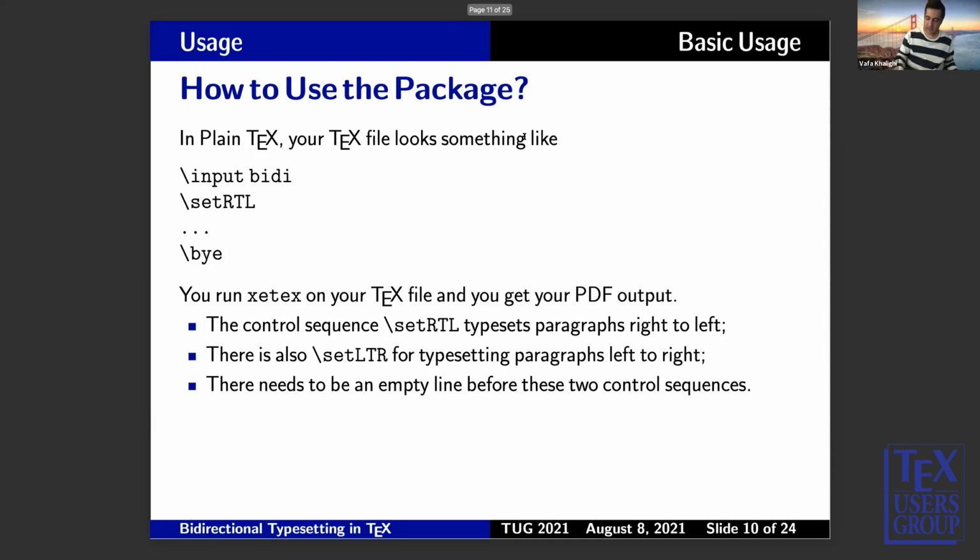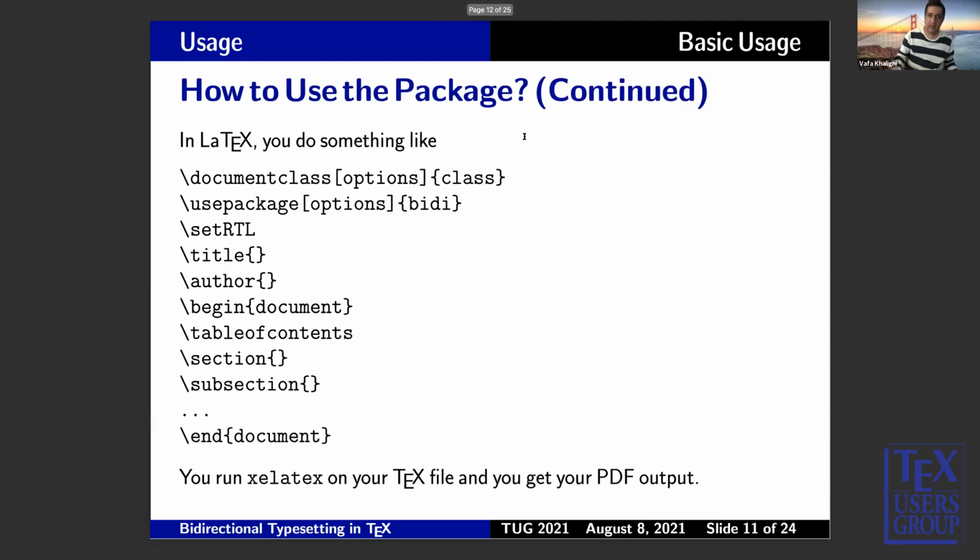In LaTeX, this is also quite simple. We just have a simple document. The only extra bit is the loading of the bidi package. So you load the bidi package, and then you use the set RTL command for typesetting right to left paragraphs. And the rest is just the same way that you would write any other LaTeX document. Now, this time you run XeLaTeX on your TeX file and you get your PDF output.